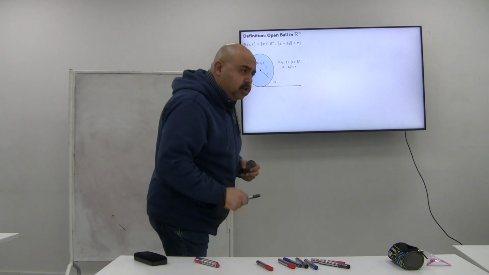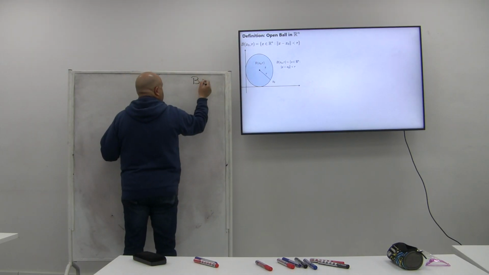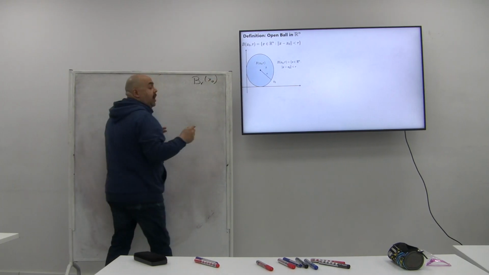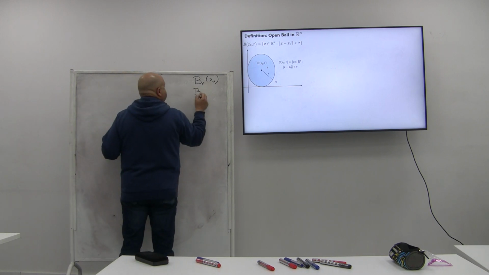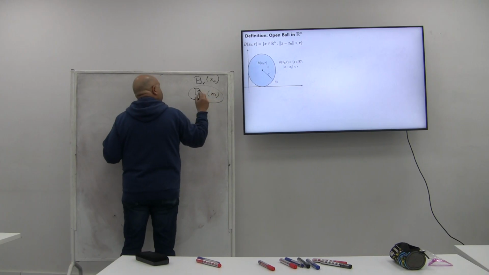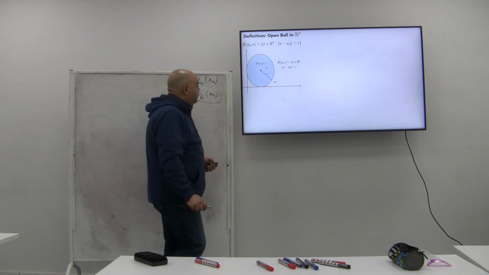Also, I want to stress that I can also write it like this: B R of X node. Or if I'm using the epsilon notation, I can write it as B epsilon of X node. And that's the symbolization of an open ball. Okay, perfect.